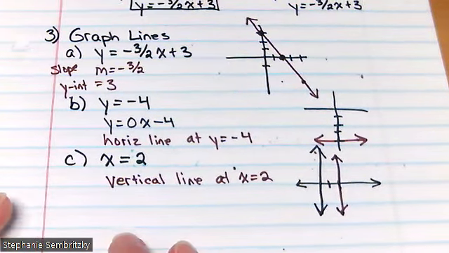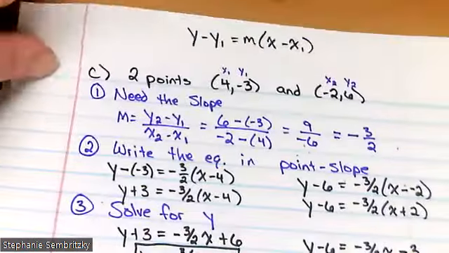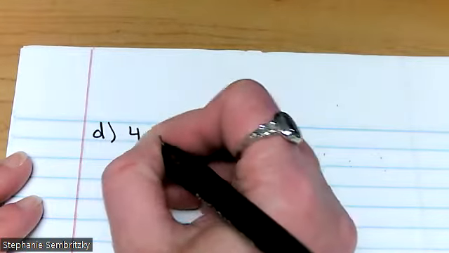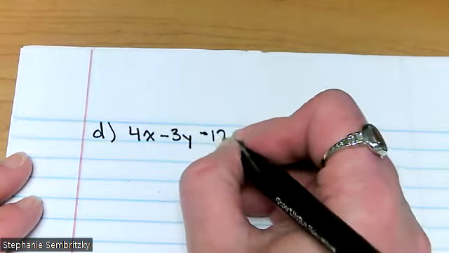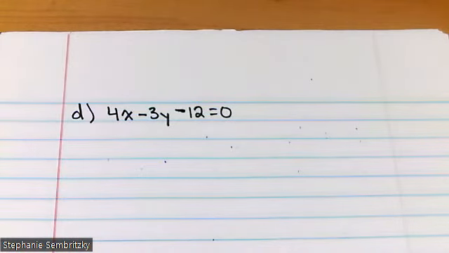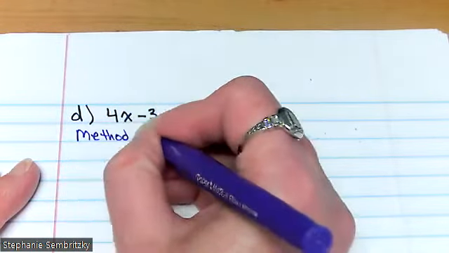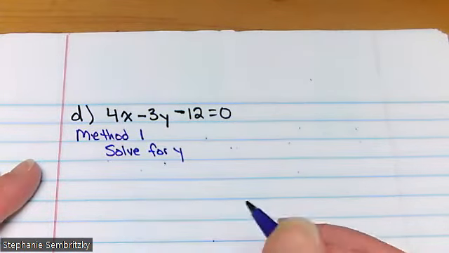Now I want to do 2 more, and I want to talk about different methods. So these are when you have a graph that is in what we call general form. There's 2 ways to go about graphing this. The first method, method 1, is to solve for y. Get y by itself.